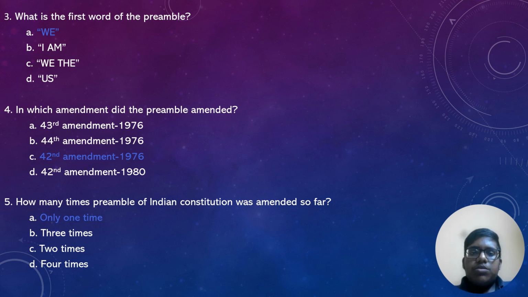In which amendment was the preamble amended? 43rd Amendment 1976, 44th Amendment 1976, 42nd Amendment 1976, or 42nd Amendment 1980? And the answer is 42nd Amendment 1976. How many times was the preamble of the Indian Constitution amended so far? Only one time, three times, two times, four times? And the answer is only one time.